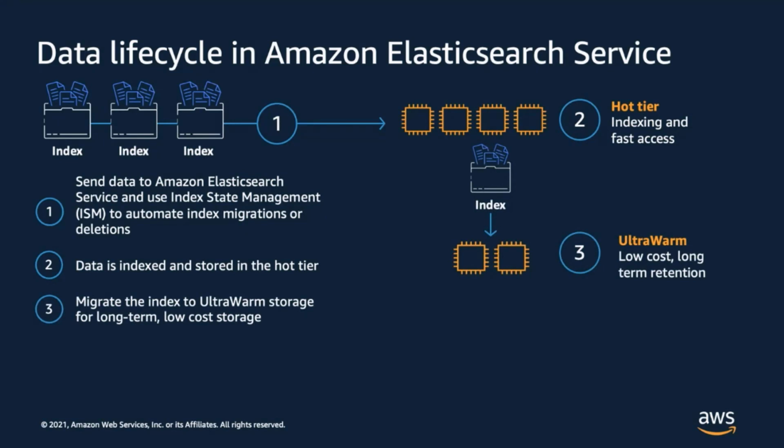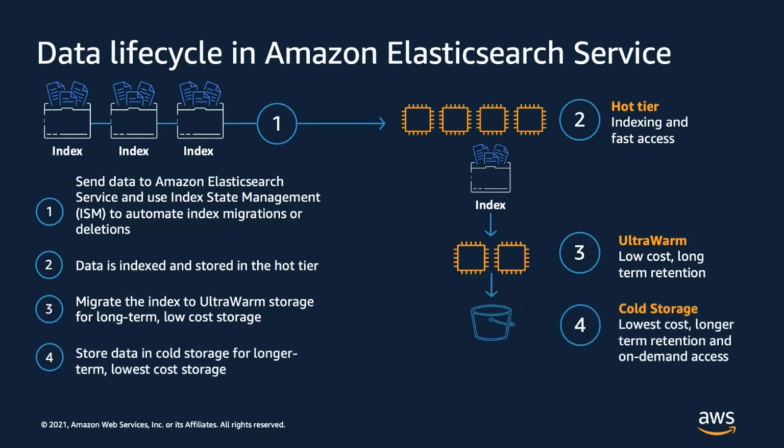You're going to move that data from the hot tier into our ultra warm tier for lower cost, longer term retention. You maintain the same interaction with the data, it's just in a different storage tier and has a different performance footprint. Finally, when you're done with the online analysis of that data, you're going to move it into cold storage, and then eventually you're going to delete that index. So this is a high-level view of the data lifecycle. This is how you interact with and manage your data inside Elasticsearch service.